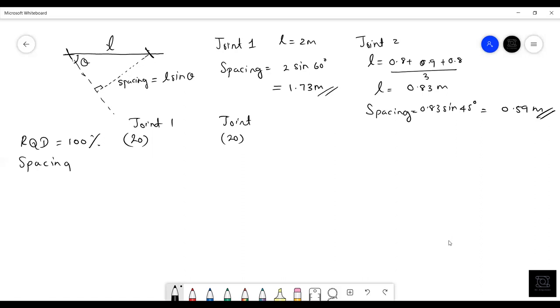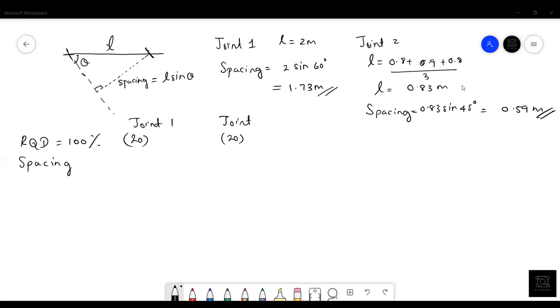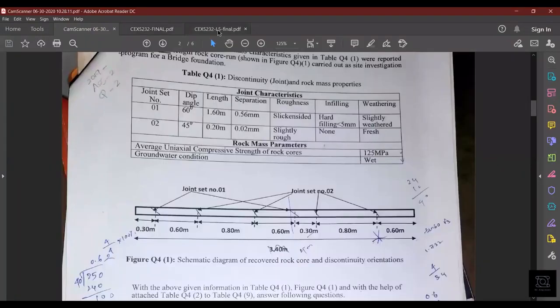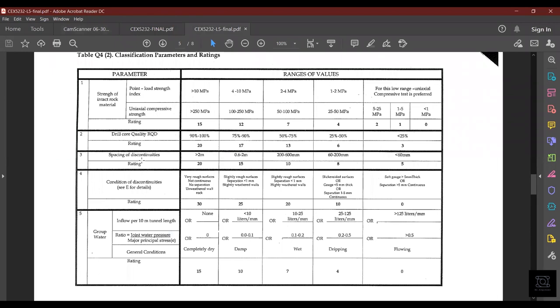Now we have to find the RMR value for the spacing. So when it comes to spacing, again, we have to go to the chart. In the chart, if you observe, there is a column for spacing of discontinuities. The first spacing for us was 1.73, and 1.73 is in this range. For joint one, it is 15.